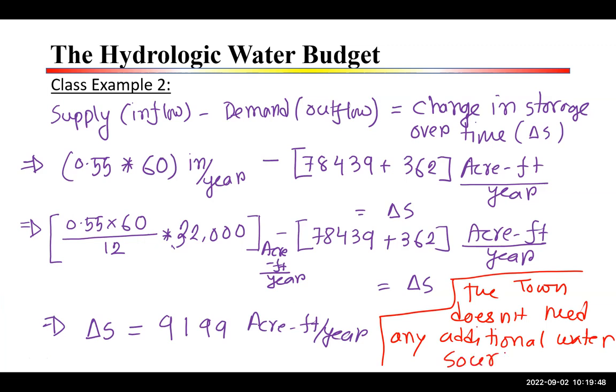Are you saying it doesn't need a water source because a positive number means what? Supply is greater than demand. That means the demand was something and the supply was something, and your supply was 9,199 acre feet of water in excess. So that's why you don't need the additional water supply.